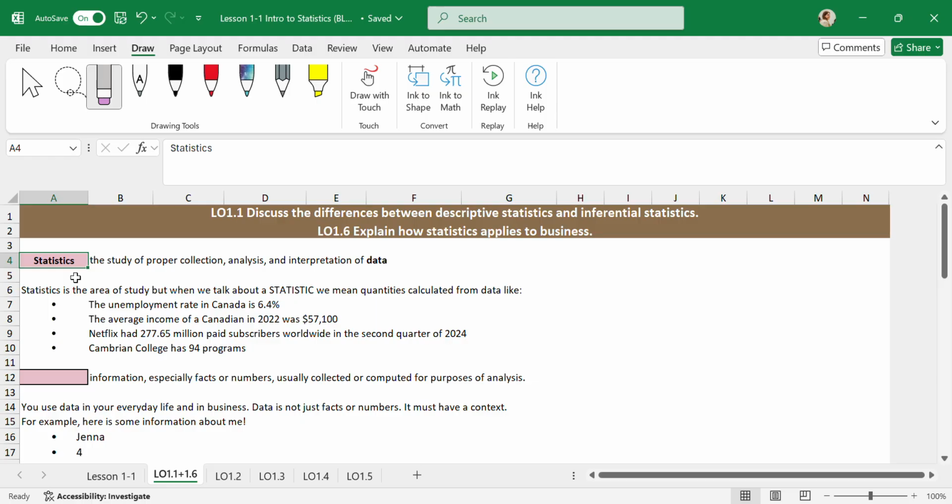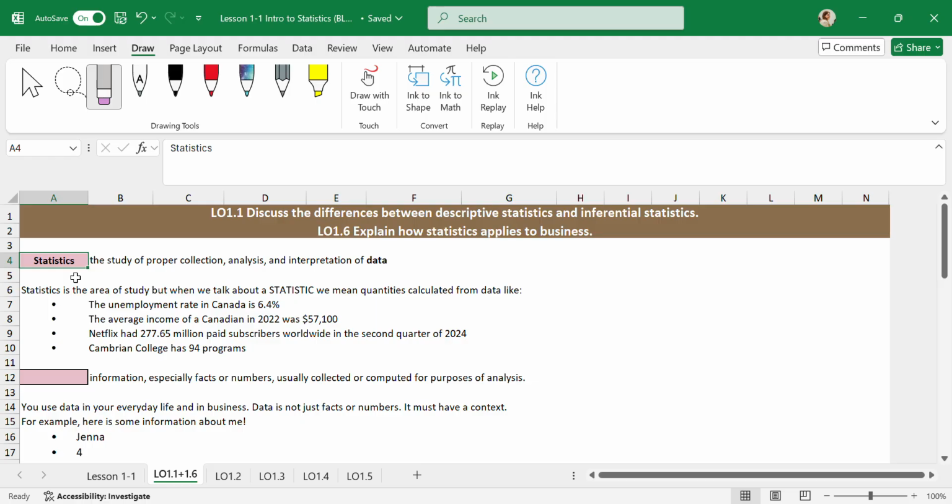So if you're reading a news article or watching videos, you might see statistics pop up all the time. For example, the unemployment rate in Canada is 6.4%. That 6.4% is a statistic. Or if someone says the average income of a Canadian in 2022 was $57,100, that $57,100 is a statistic. Or Netflix has 277.65 million paid subscribers in the second quarter of 2024.